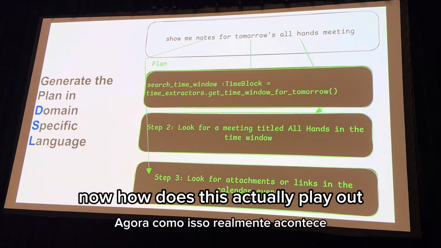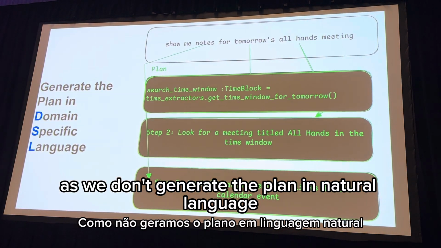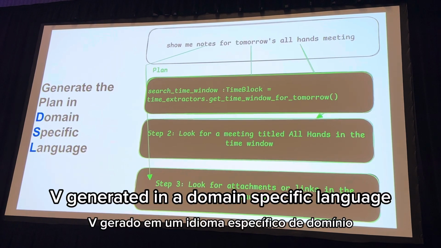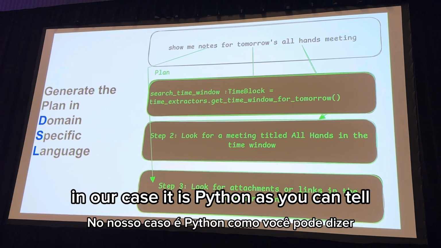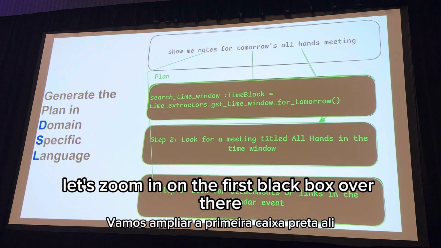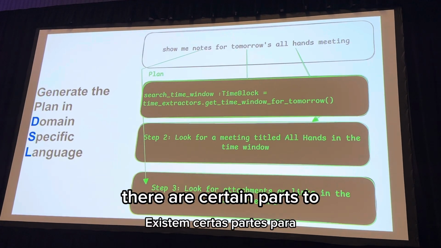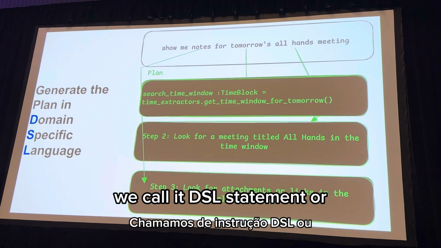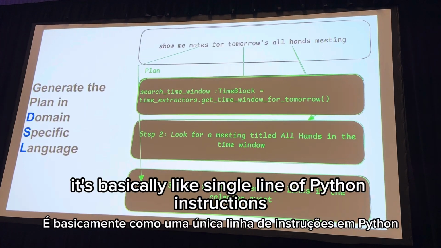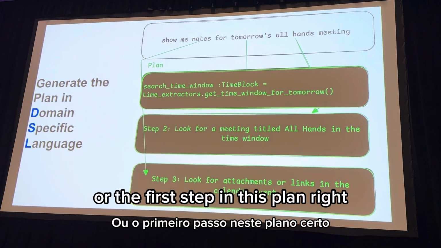Now, how this actually plays out is that we don't generate the plan in natural language. We generate it in a domain-specific language. In our case, it is Python, as you can tell. So let's zoom in on the first black box there. We call it a DSL statement, basically a single line of Python instructions, or a first step in this plan.